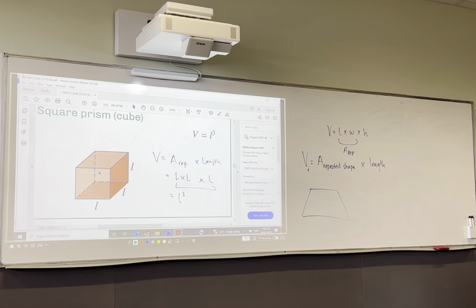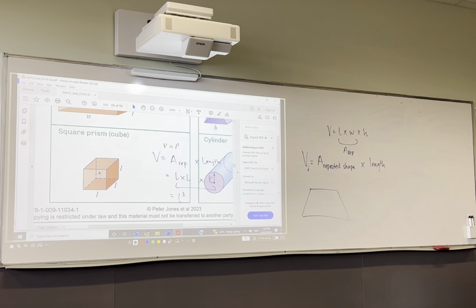That's why it becomes L to the power 3. So the reason why the volume of a rectangular prism is length times width times height is because it's the area of the repeated shape multiplied by the length, or height. Height and length are used interchangeably.